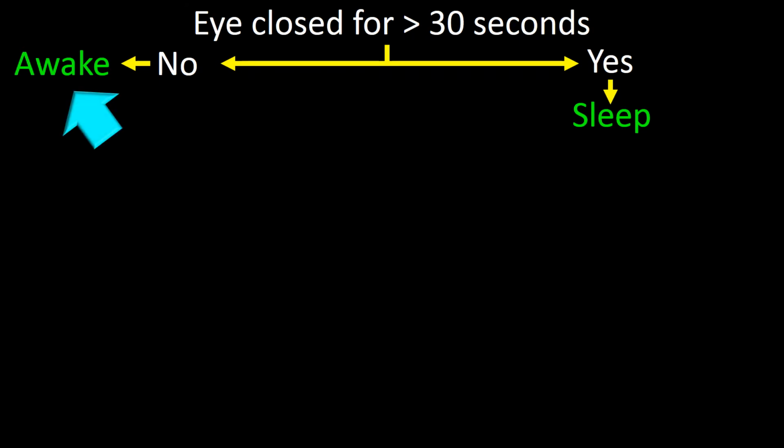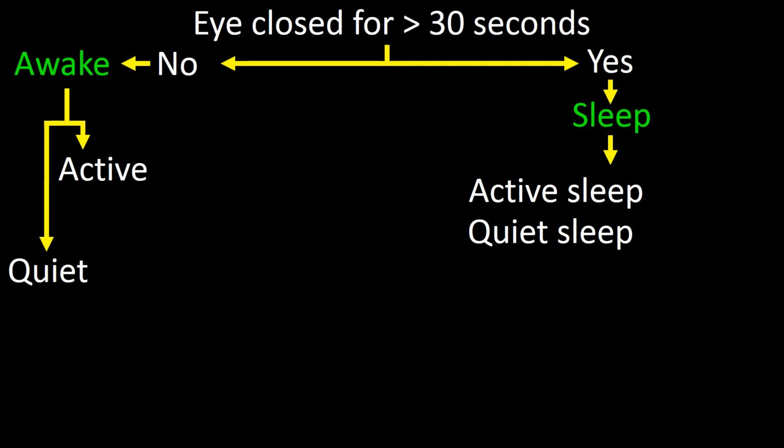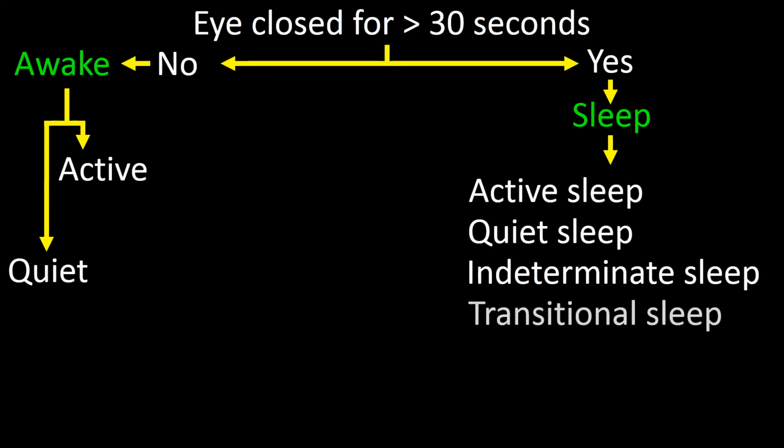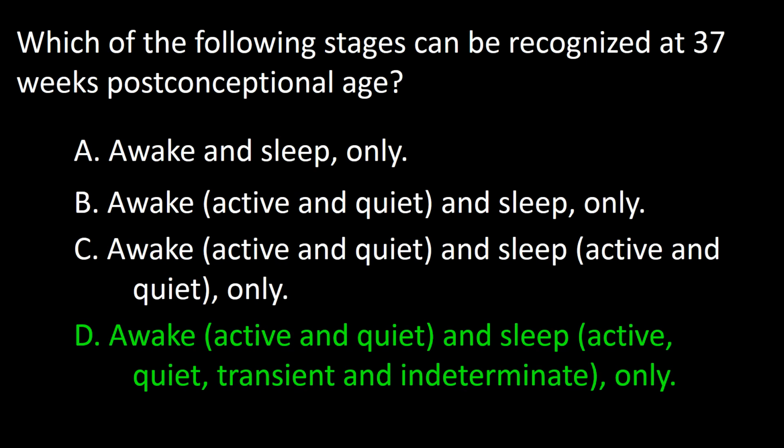the awake state can be divided into quiet awake and active awake, and the sleep state can be divided into active sleep, quiet sleep, indeterminate sleep, and transitional sleep. So the answer to this question is D.